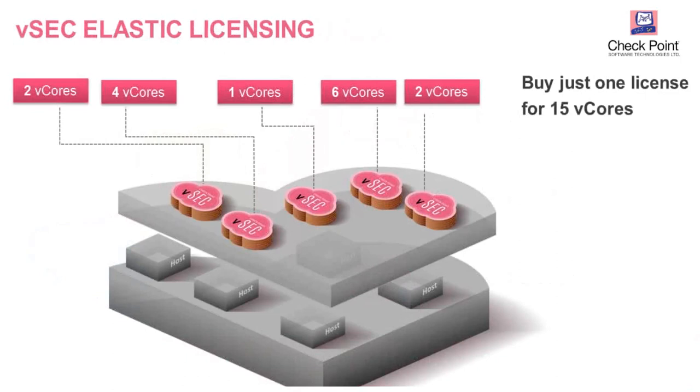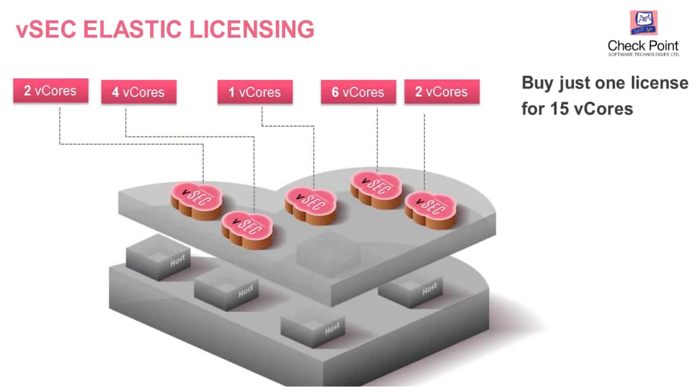So the main difference to note here is licensing for these environments. The licensing for AWS, Azure, or vCloud Air is somewhat different to the licensing of our SDN controllers like VMware's NSX. Within these IaaS platform environments, we license them based on the number of virtual cores assigned to the gateway. So if we have in this example one gateway with which we assigned 2 virtual cores, another gateway we assigned 4 virtual cores, another that's assigned 1 virtual core, another that's assigned 6 virtual cores, and another that's assigned 2 virtual cores, we just need to purchase one license that covers 15 virtual cores.